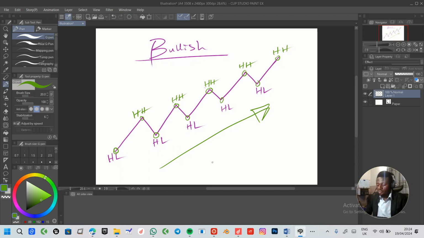Because a market does not move in a straight line. It doesn't move like this. No, it goes like this. It moves in a zigzag form. That's how it goes. So all of these movements are called impulsive movement. Don't forget, impulsive. Then these little moves are called corrective movement or retracement.